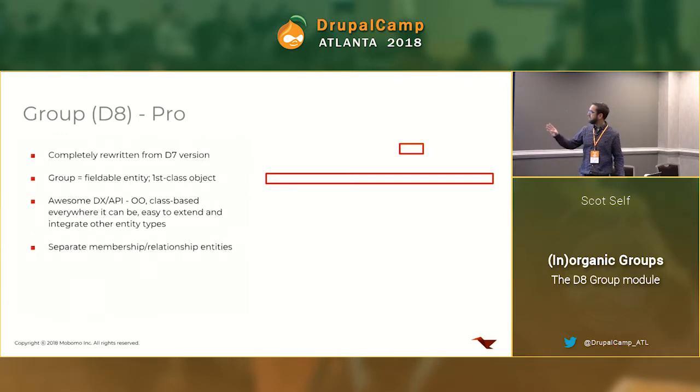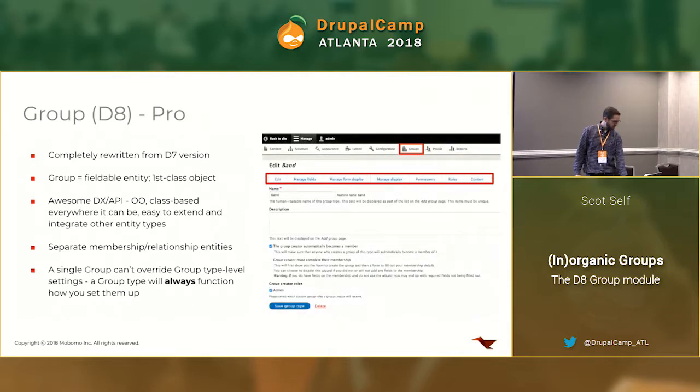This will make more sense in a second. I'll show you a graphic, but there's a separate membership or relationship entity. So essentially there's a defined entity between the group itself and the thing you're associating with the group. That's kind of an intermediary relationship. I'll show you that in a second. That comes in really handy in certain functions.